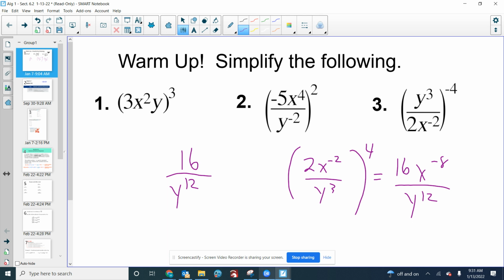Y to the 12th. X to the 8th. Now, could you put the x first? Yeah. That doesn't change your answer. That's our answer there, okay?